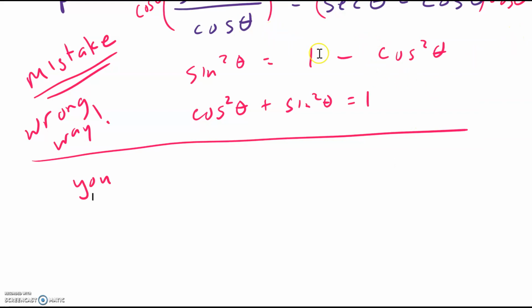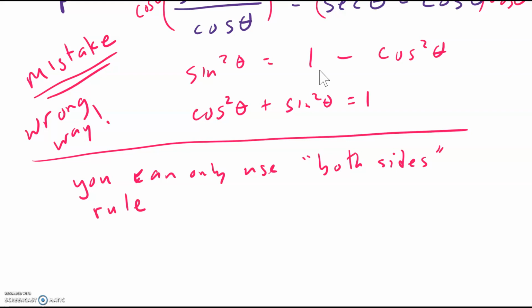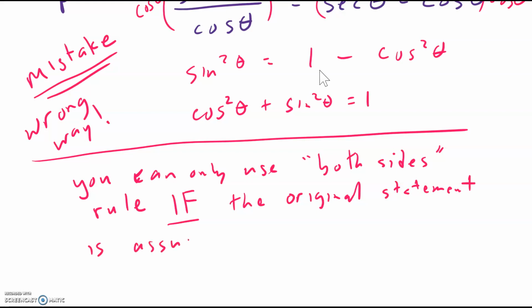It's a misuse of that both sides rule. So you can only use that both sides rule, the rule that says if you have an equation, you can do the same thing to both sides of the equation, if the original statement is assumed to be true.